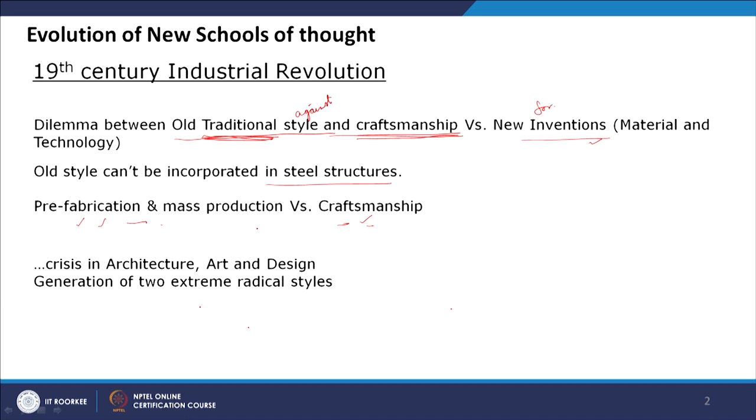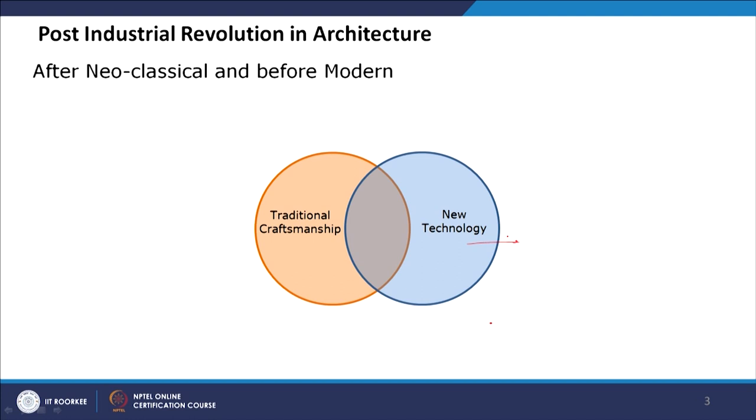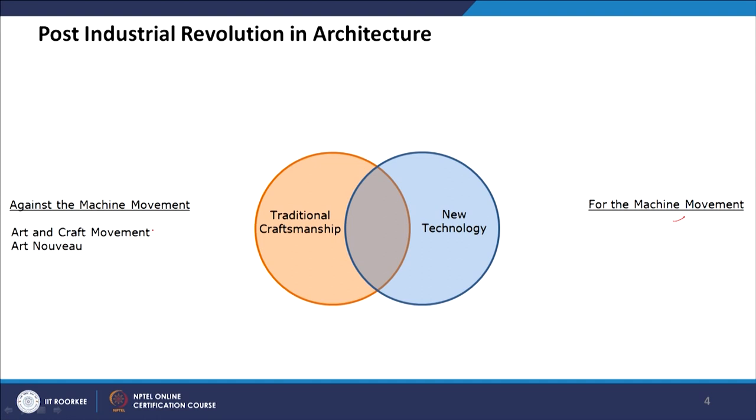Because of these two reactions, there was a crisis in architecture and design, and two extreme, radical styles emerged. One is the new technology, for the machine, and this is against the machine. For the machine, we have already discussed. In against the machine, we have the Arts and Crafts movement and Art Nouveau. They are very closely linked, and their visual style also overlaps. It is a little tricky to find out which one is Art Nouveau and which one is the Arts and Crafts movement. But we will discuss the salient features of both and how they vary from each other, but they both supported traditional craftsmanship and the old school of architectural and design style. Here are some examples which we discussed earlier in for the machine movement.